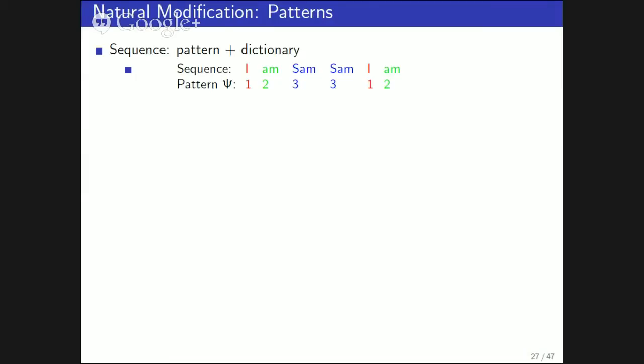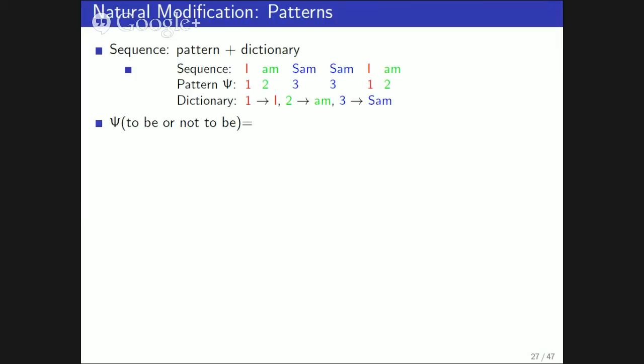So what we believe is a somewhat natural modification is looking at patterns. Every sequence, you can view as a combination of a pattern and a dictionary. For example, if your sequence is "I am Sam, Sam I am", a sequence of words, then the pattern is: the first word that you see, you call number 1, then number 2, number 3, and so on, and then "I" again is number 1, and "am" is number 2. Every time you see a word, you give it a number. The dictionary says that 1 corresponds to I, 2 corresponds to am, and 3 corresponds to Sam.